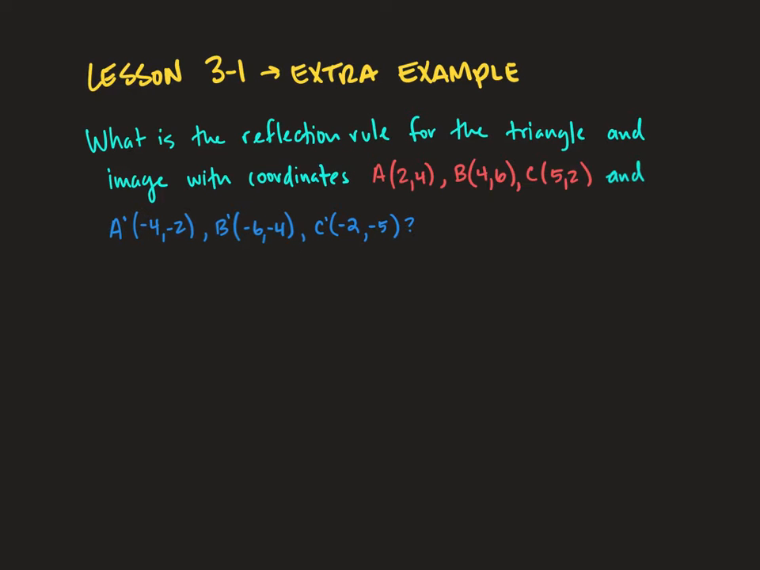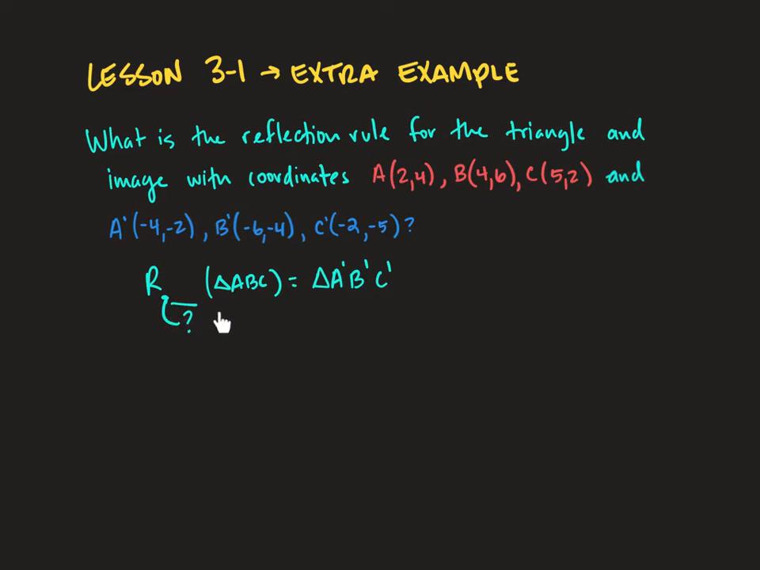In other words, if we were going to describe this as a reflection across some line of triangle A, B, and C that results in triangle A prime, B prime, C prime, what goes there? What is the equation of the line that we are reflecting this triangle across? So that's what we're trying to do here when it says what is the reflection rule. We're trying to figure out the equation of the line that we are reflecting this triangle across to get this. Okay?